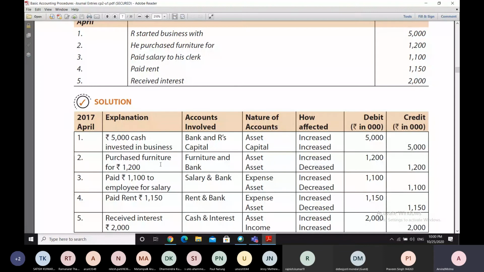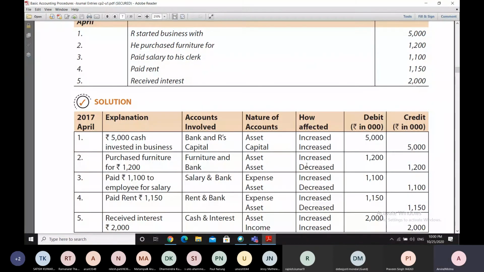Let's take the second example where a furniture purchase is made for 1200 rupees. Here the two accounts that are going to be affected are the furniture account and the bank account. Furniture is an asset account and bank is also an asset account. As the furniture is increased and bank balance is decreased, we debit the furniture account and we credit the bank account.